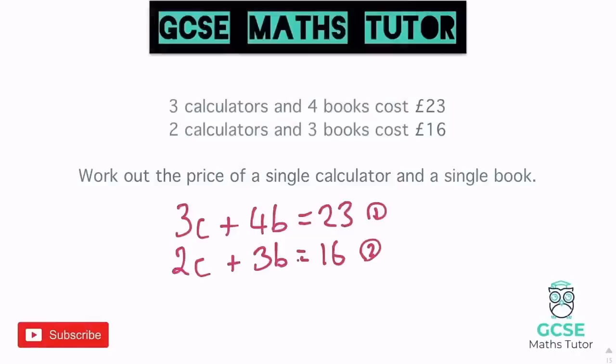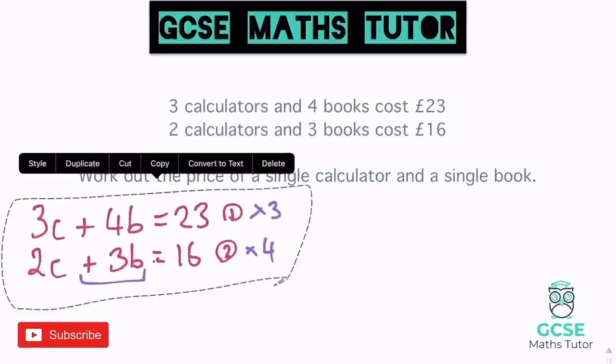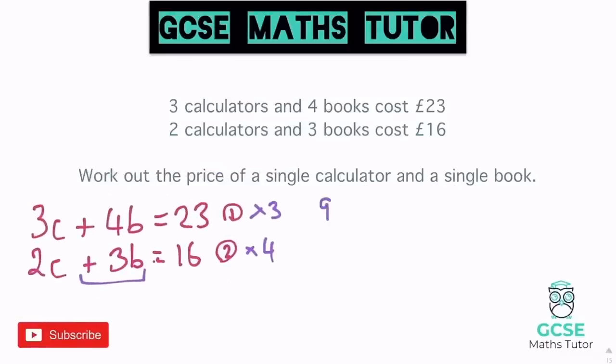Now we've got to follow that same process as before. I'm going to make these coefficients of B the same, but this time I'm going to have to change them both, because one's a 4, one's a 3. So we could make those into 12: I could times the top one by 3, and the bottom one by 4, and that'd give me a 12 in the middle. Timesing the top one by 3, we get 9C plus 12B, and 23 times 3 is 69. Onto the one below, timesing by 4, we have 8C plus 12B, and 16 times 4 is 64.